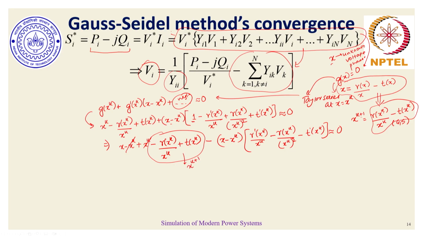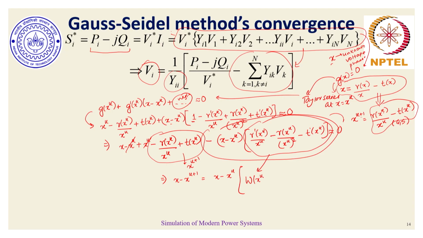xk plus 1, and if I write this as x minus xk plus 1 is equal to x minus xk, I am taking this entire term to the right hand side, then I will have, let me define this as some function of xk, let me define the term wxk. So, I have x minus xk, which is also called the error e in the kth recursion, and this term becomes the error at the kth recursion.